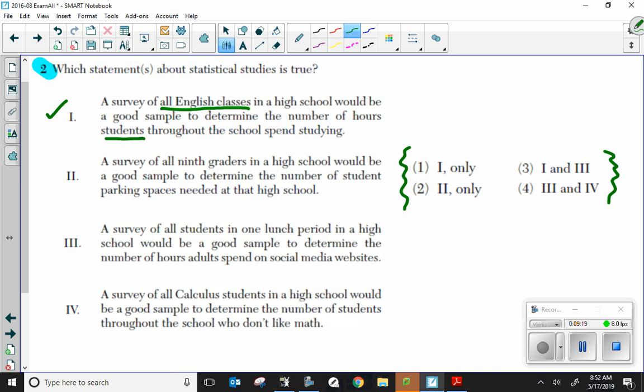No. Ninth graders have nothing to do with parking spaces. No, no. Three, a survey of all students in one lunch period in a high school would be a good sample to determine the number of hours adults spend on social media. No, I'm not going to ask students about what adults do.